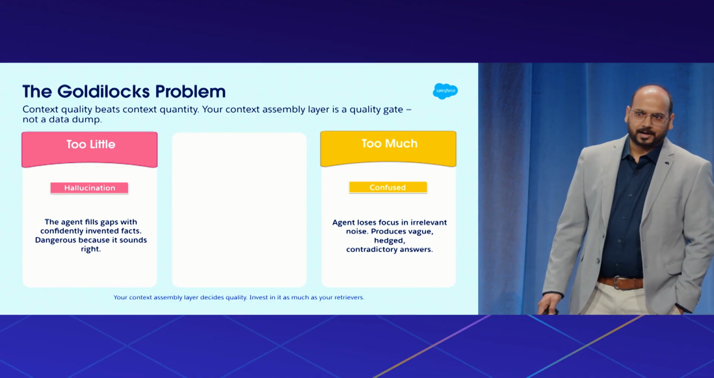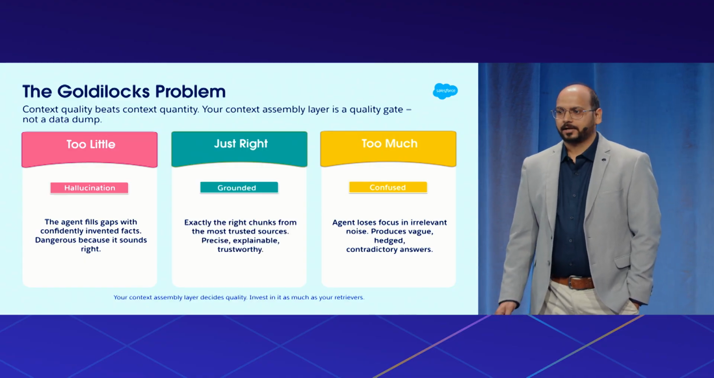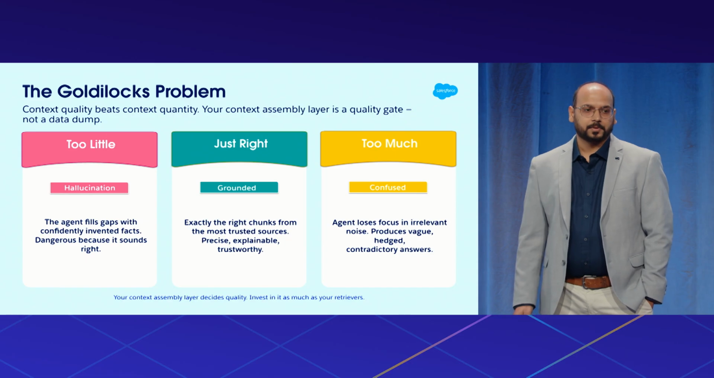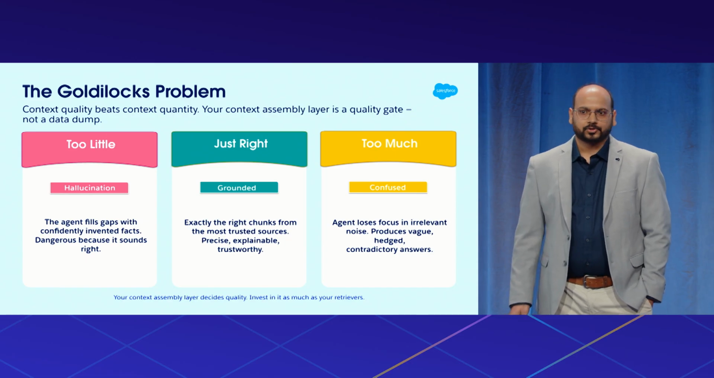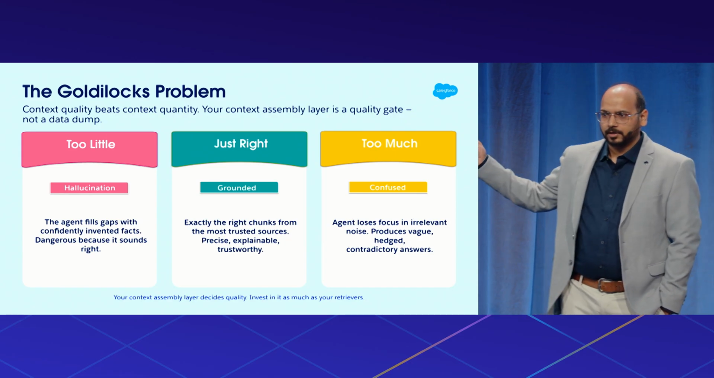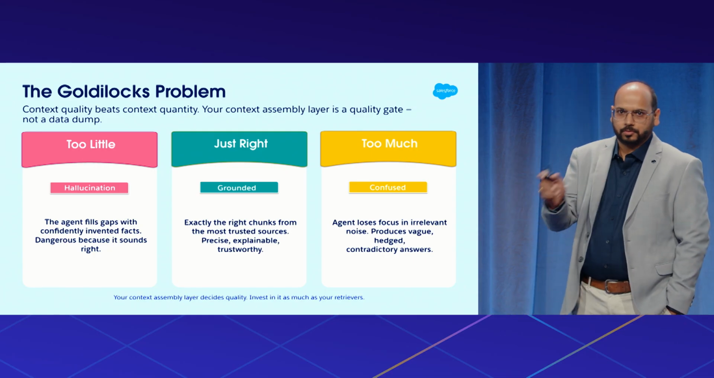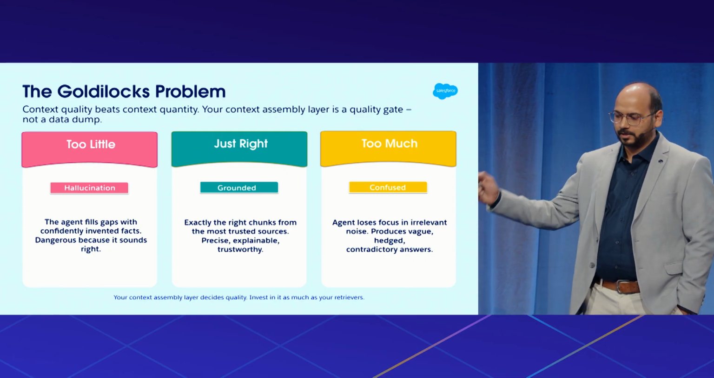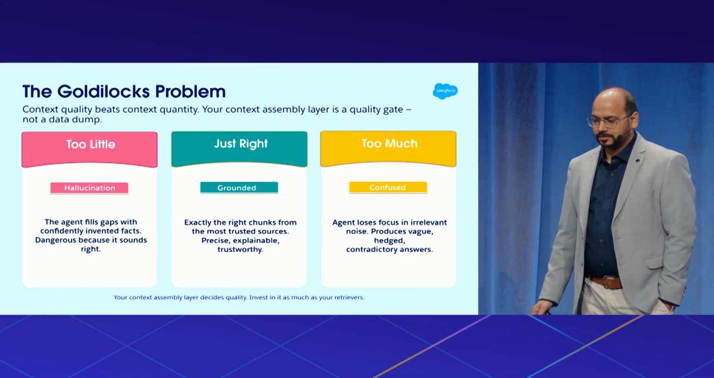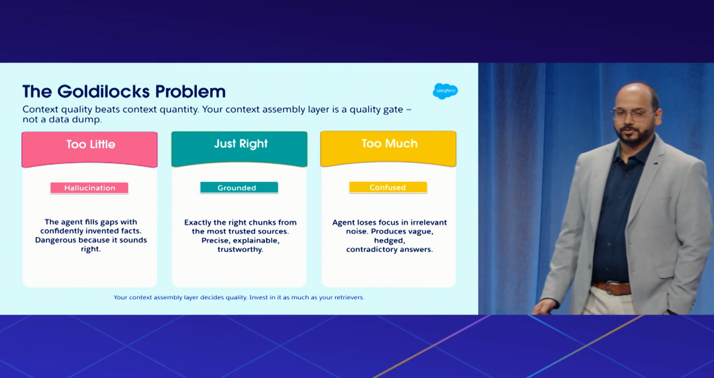So what should be the right data? The right data is just the right data. It must be grounded. It should not have a lot of data. It should not have less data. It should be what it is looking for. That's the right data. And this is exactly what the right chunks are, coming from trusted sources.